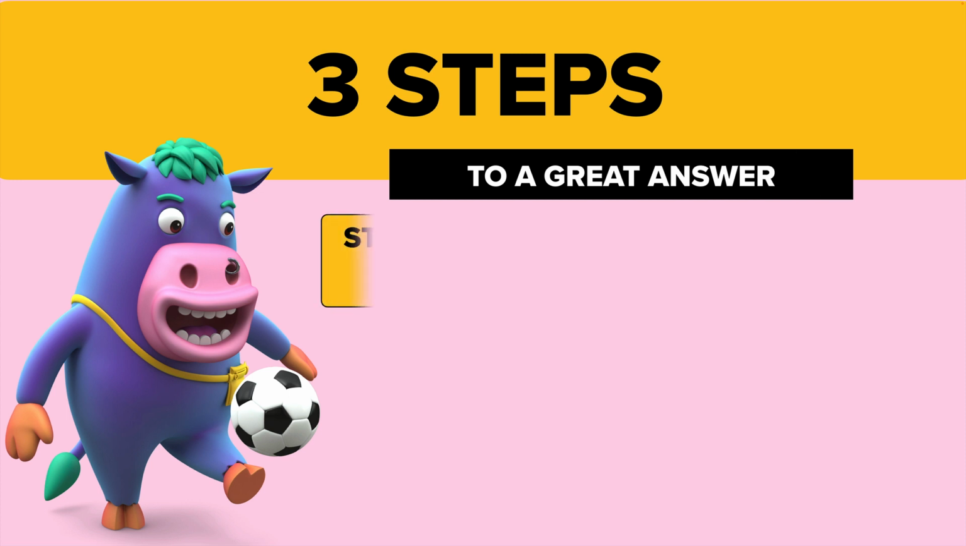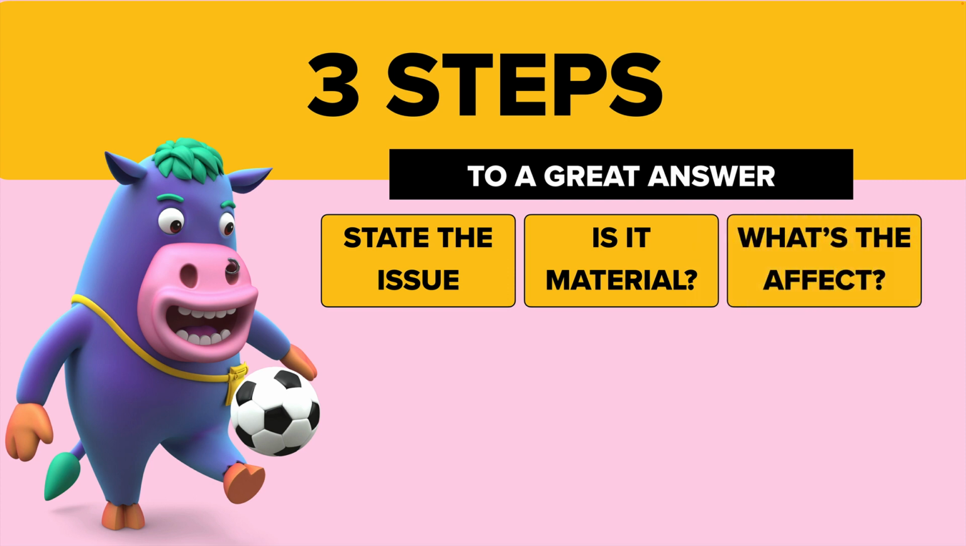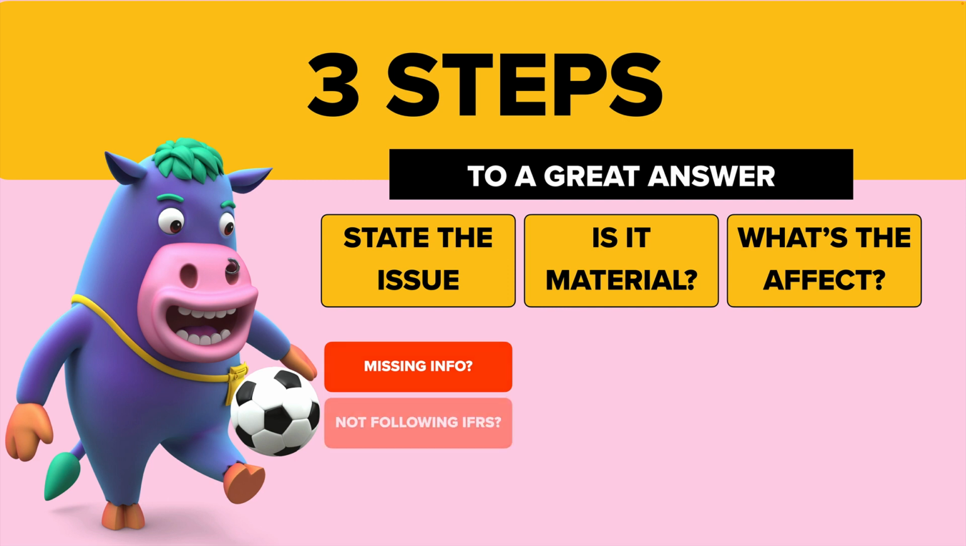First step to a great answer is state the issue. What's the issue in hand? Really straightforward. Is it material? Really straightforward. And the trickier one, what's the effect on the audit report? So always state the issue, no matter what it is, no matter how blindingly obvious it is. And it's either because you haven't got enough information or you're not following IFRSs. That's what the company's doing wrong generally.